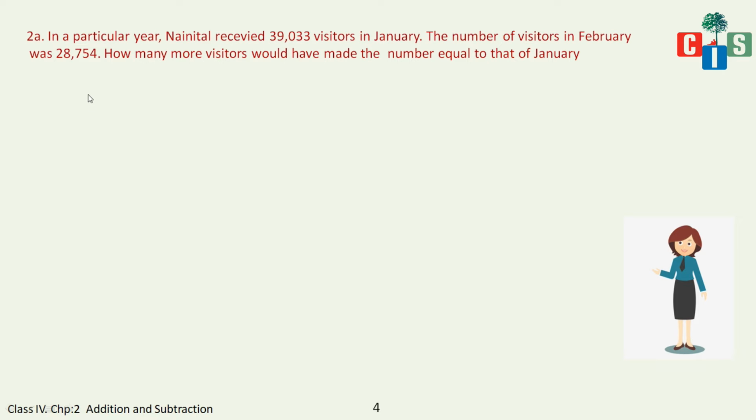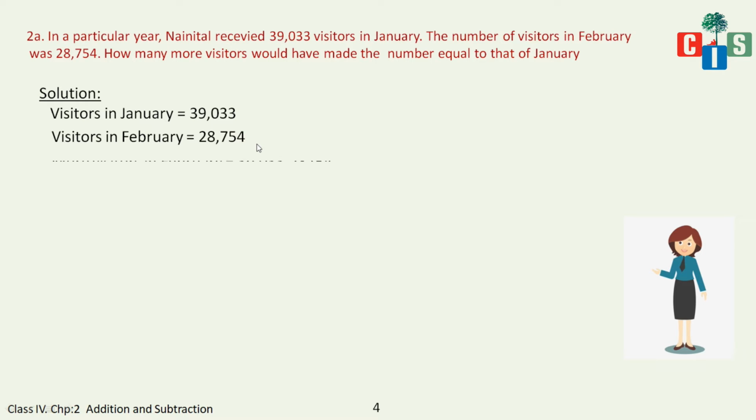Okay. So, starting with the solution, visitors in January were 39,033. Visitors in February were 28,754. And more visitors in February we can find out by subtracting the two numbers. Okay. So going to the place value chart.